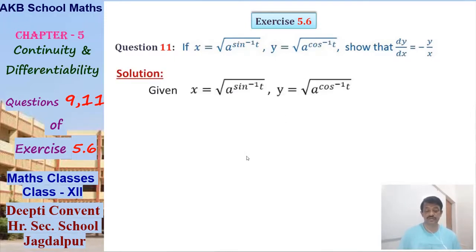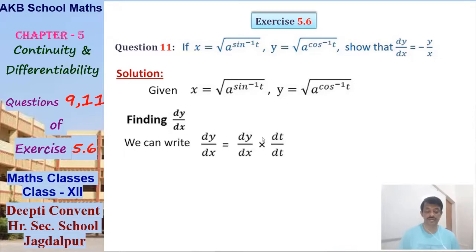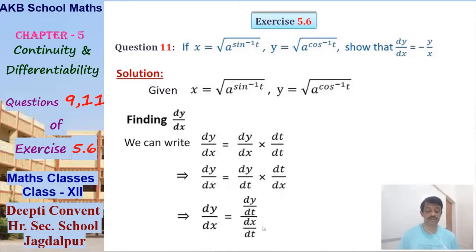Solution: given x equals root of a sin inverse t, y equals root of a cos inverse t. Here it is a parametric function, both values in terms of t. So first of all, finding dy by dx, we can write dy by dx equals dy by dx into dt by dt. Transferring dt, dy by dt into dt by dx, also we can write dy by dt upon dx by dt. So dy by dx equals dy by dt and dx by dt. We have to find the values of dy by dt and dx by dt, so one by one we have to find.